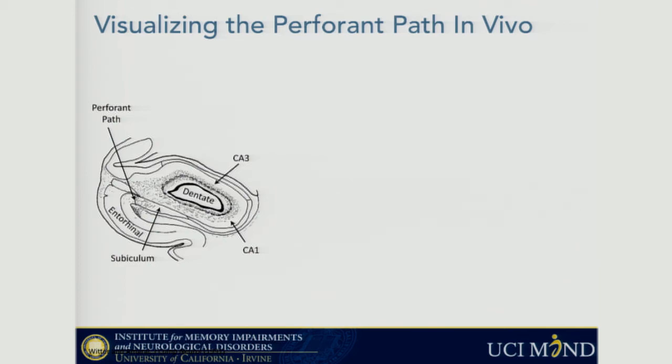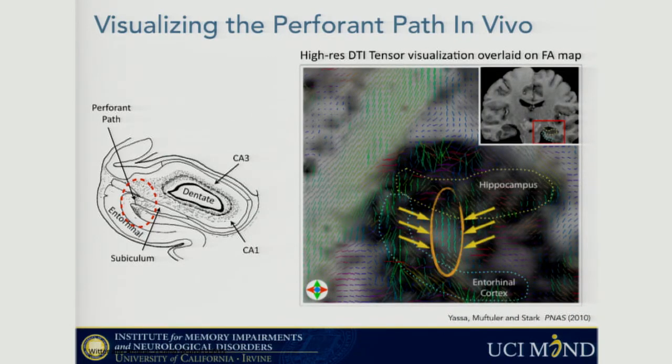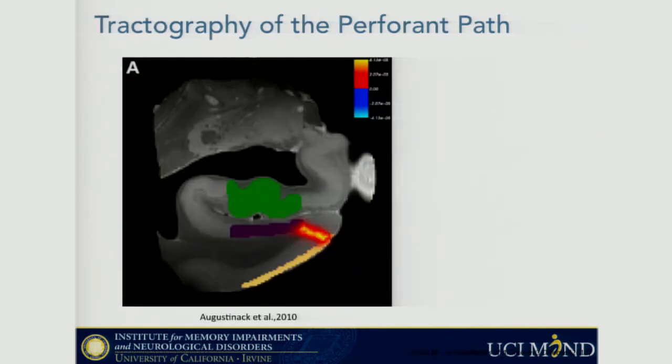So this is where the perforant path is supposed to be based on retrograde tracer studies, and this is one of the images from our study here, and you can see that this is the directionality of it. It goes from the entorhinal cortex into the hippocampus. We can quantify this signal. We can actually do tractography with it.